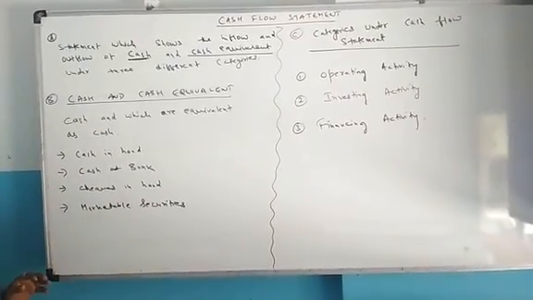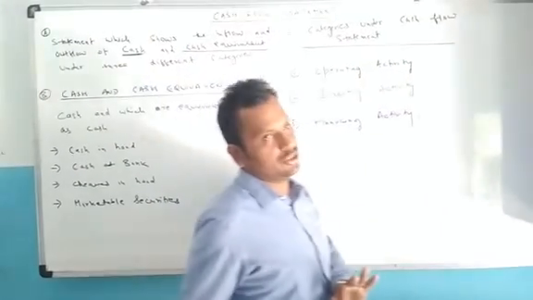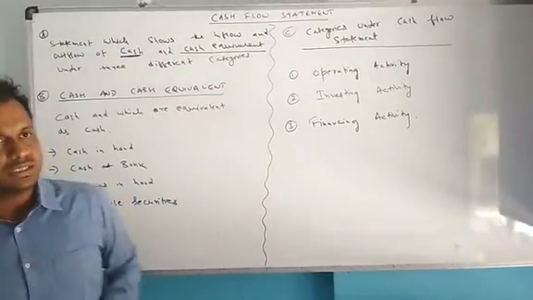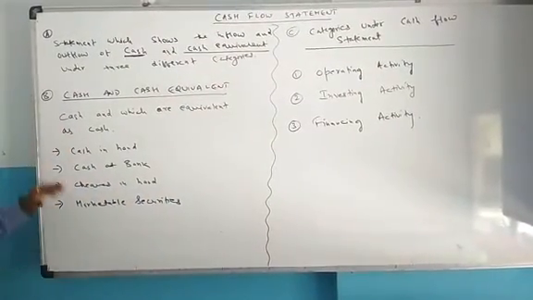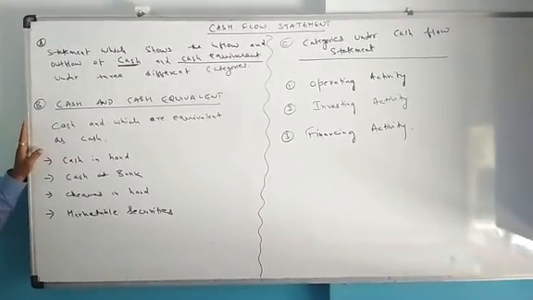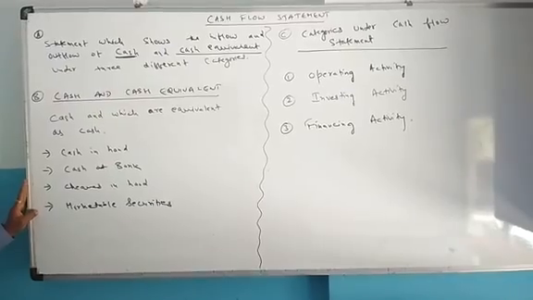So what is cash and cash equivalent? Cash and cash equivalent means cash or something similar to cash. You can use it just like cash. As far as class 12 is concerned, there are 4 categories considered in cash and cash equivalent. Number 1 is cash itself, then cash at bank, then checks in hand, and marketable securities.